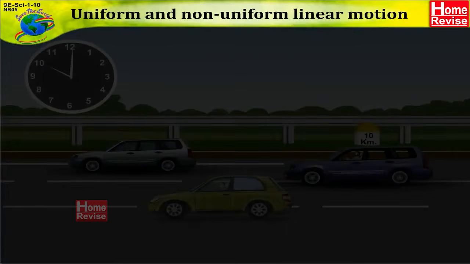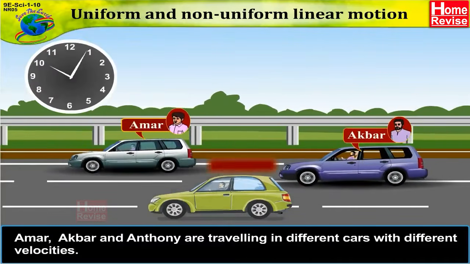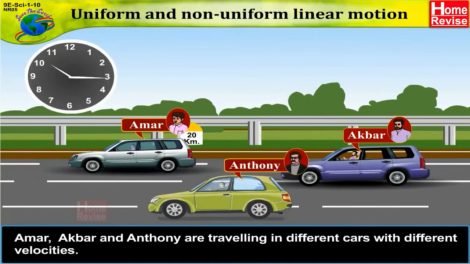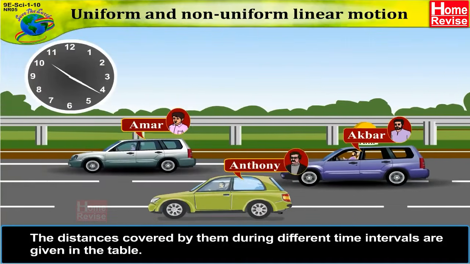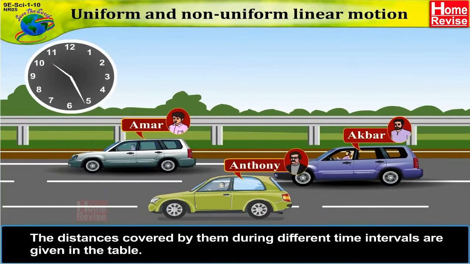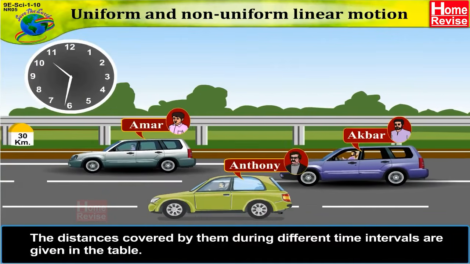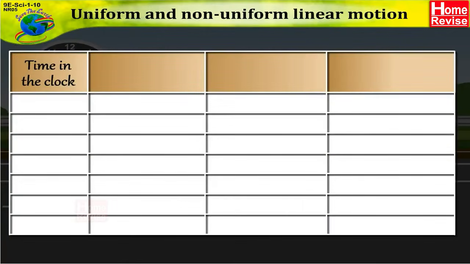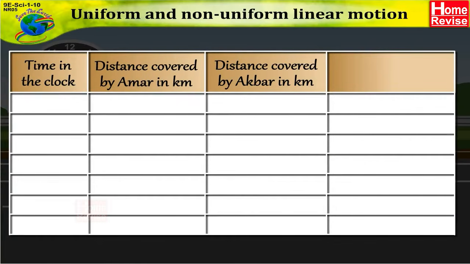Uniform and non-uniform linear motion. Amar, Akbar and Anthony are travelling in different cars with different velocities. The distances covered by them during different time intervals are given in the table. We have time in the clock, distance covered by Amar in kilometers, distance covered by Akbar in kilometers, and distance covered by Anthony in kilometers.